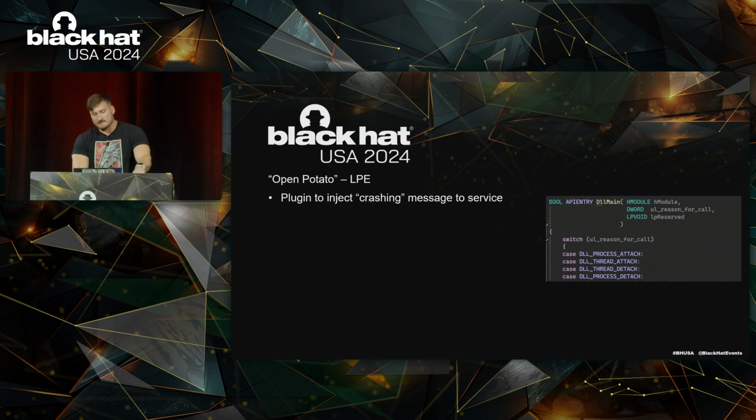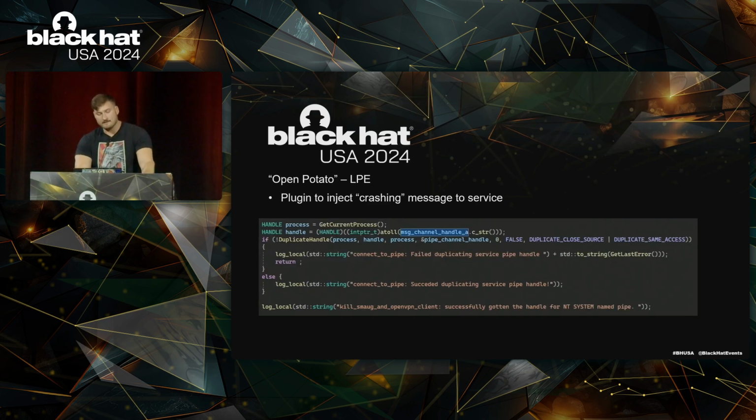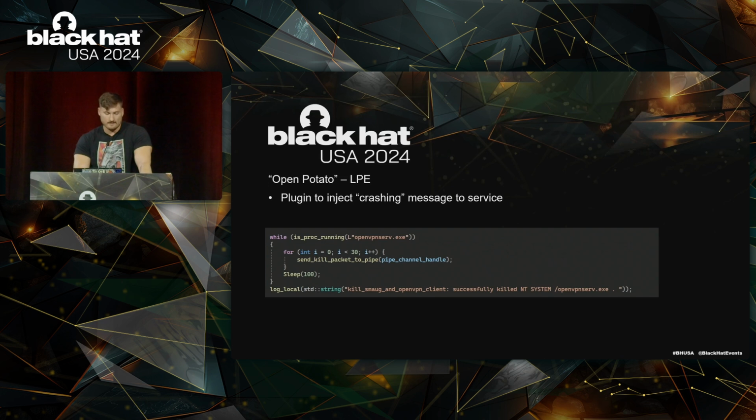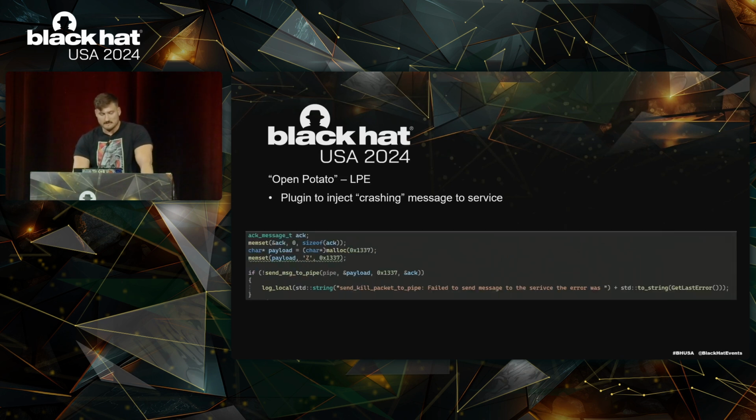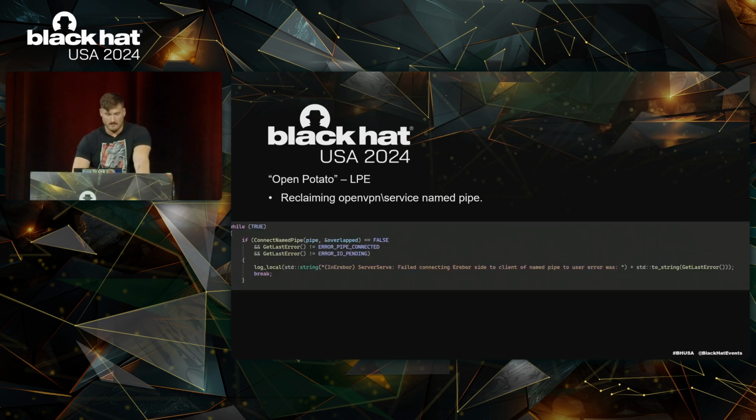And so this is the main of the DLL to do that. And then we have parsing of the command line argument that passes the handle. Then we will duplicate this handle and basically send the packet. In this case, the message that will kill is just enough Zs, and it will kill the system service. After that, we will reclaim the OpenVPN service named pipe, and then basically we will execute the same flow that OpenVPN executes, right? We'll wait for connection.